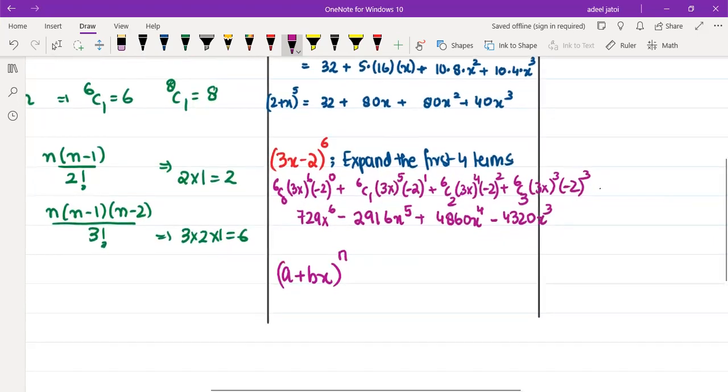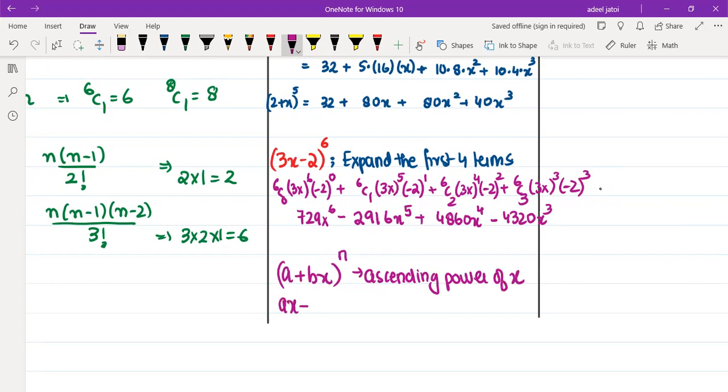Which clearly means that if (a plus b) to the power n is given, where x is with b, this will normally be for the ascending power of x. If (ax plus b) to the power n is given, this is your descending power of x. Sometimes the question is given in descending order, but the examiner has asked you to give the answer in ascending. Then you will have to switch the values. That means your a will become b and your b will become a.